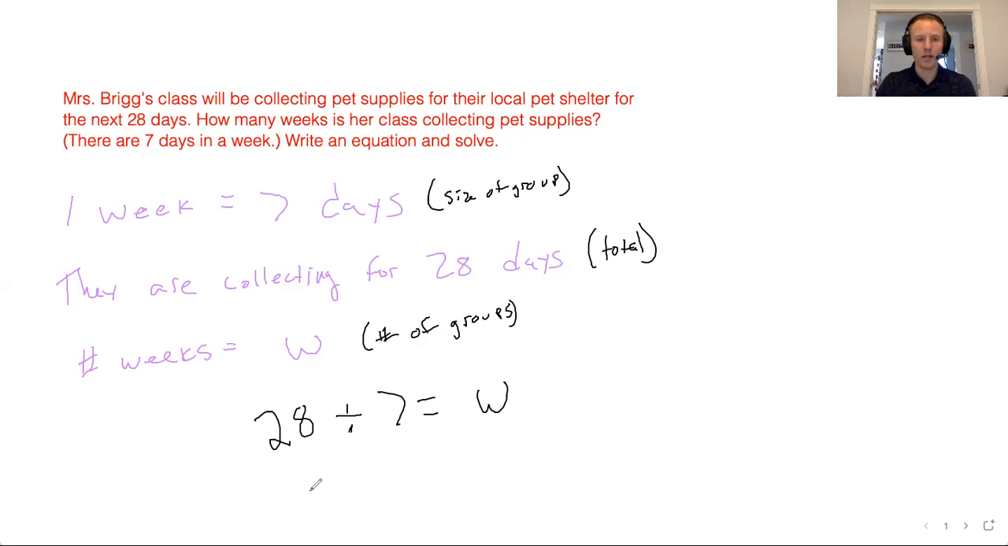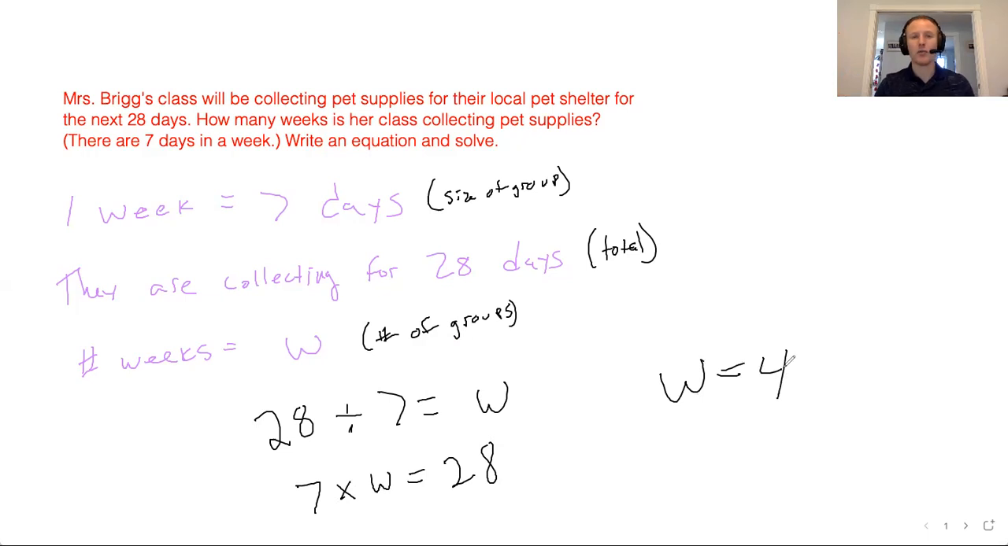You also could write 7 times W equals 28, right? These belong in the same fact family. The W will be the same either way. It's also okay to write this top one and then solve it using the bottom one, like what times 7 equals 28? 7, 14, 21, 28. The answer to that is 4. So W equals 4.